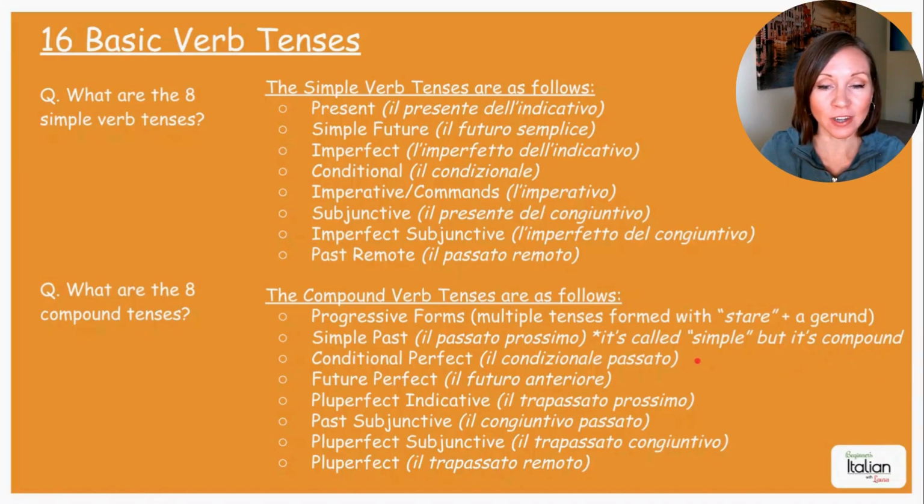The conditional perfect, il condizionale passato. The future perfect, il futuro anteriore. The pluperfect indicative, il trapassato prossimo. The past subjunctive, il congiuntivo passato. The pluperfect subjunctive, il trapassato congiuntivo. And finally, the pluperfect, or il trapassato remoto.